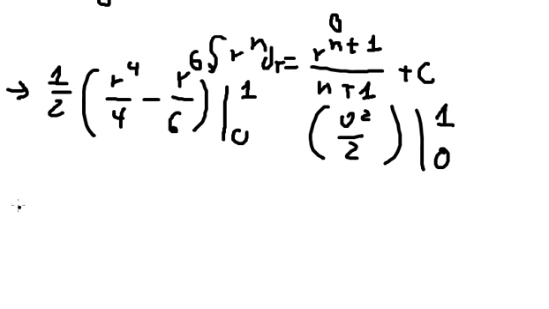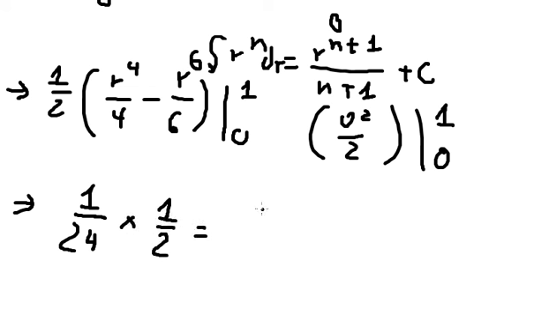So this one we calculate. We have 1 over 24. This one we calculate. We have 1 over 2. And this one we have 1 over 48.